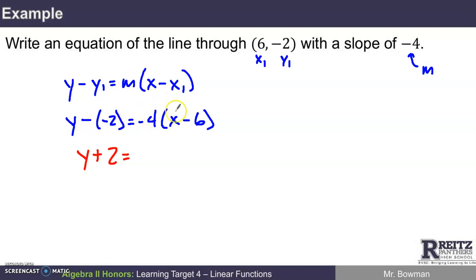I'm going to distribute the negative 4. Negative 4 times x is negative 4x. Be very careful of the negative 4. When we distribute a negative number, we oftentimes miss the sign on that next term. This would be a positive 24.